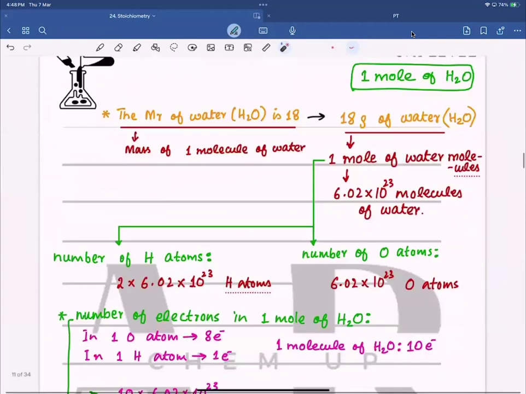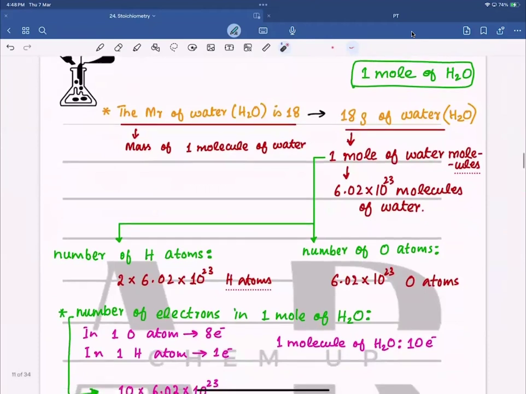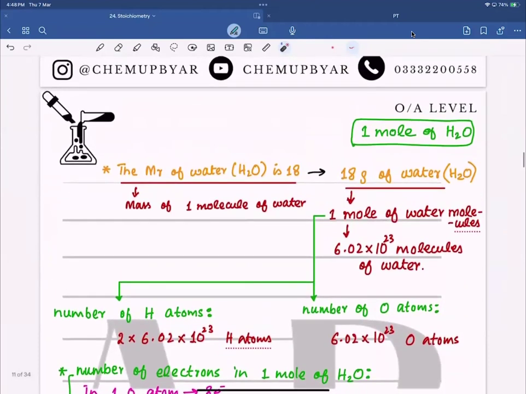So look at these examples. If I have to find the oxygen atoms in 1 mole of water, it is going to equal 6.02 exponent 23, because 1 molecule has 1 oxygen. So if 6.02 exponent 23 molecules are there, then the oxygen would also be 6.02 exponent 23. Okay.